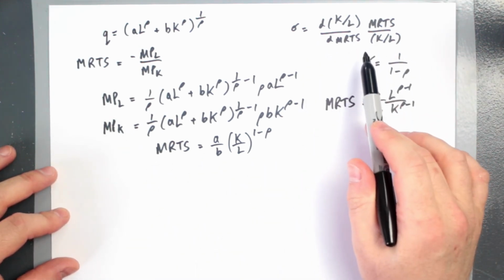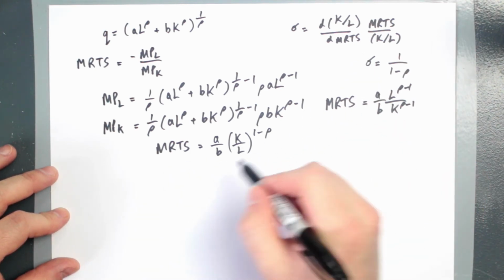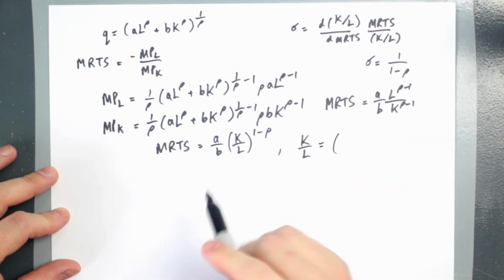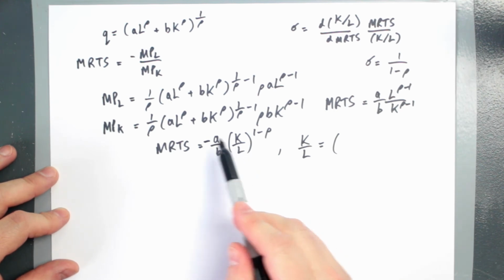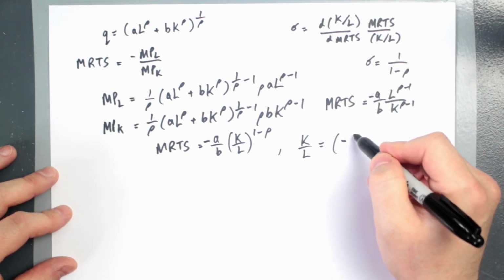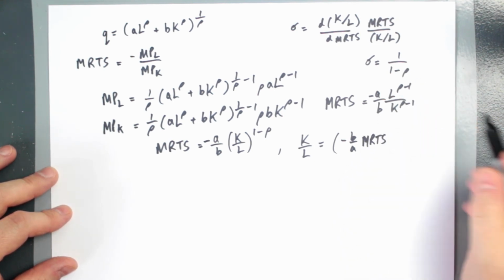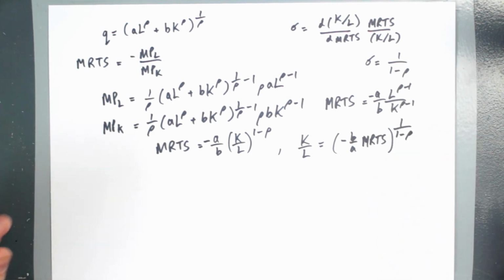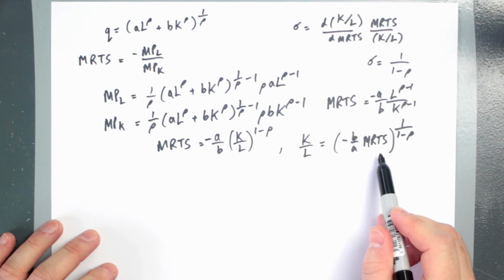How are we going to calculate this elasticity of substitution term? Well, let's get K over L by itself. If we rearrange this, we would get K over L is equal to, apologies, this would have a minus sign here, I forgot to include it. So it would be minus B over A multiplied by the marginal rate of technical substitution, and then taking everything to the power 1 divided by 1 minus rho. So this expresses the capital labour ratio in terms of the marginal rate of technical substitution.